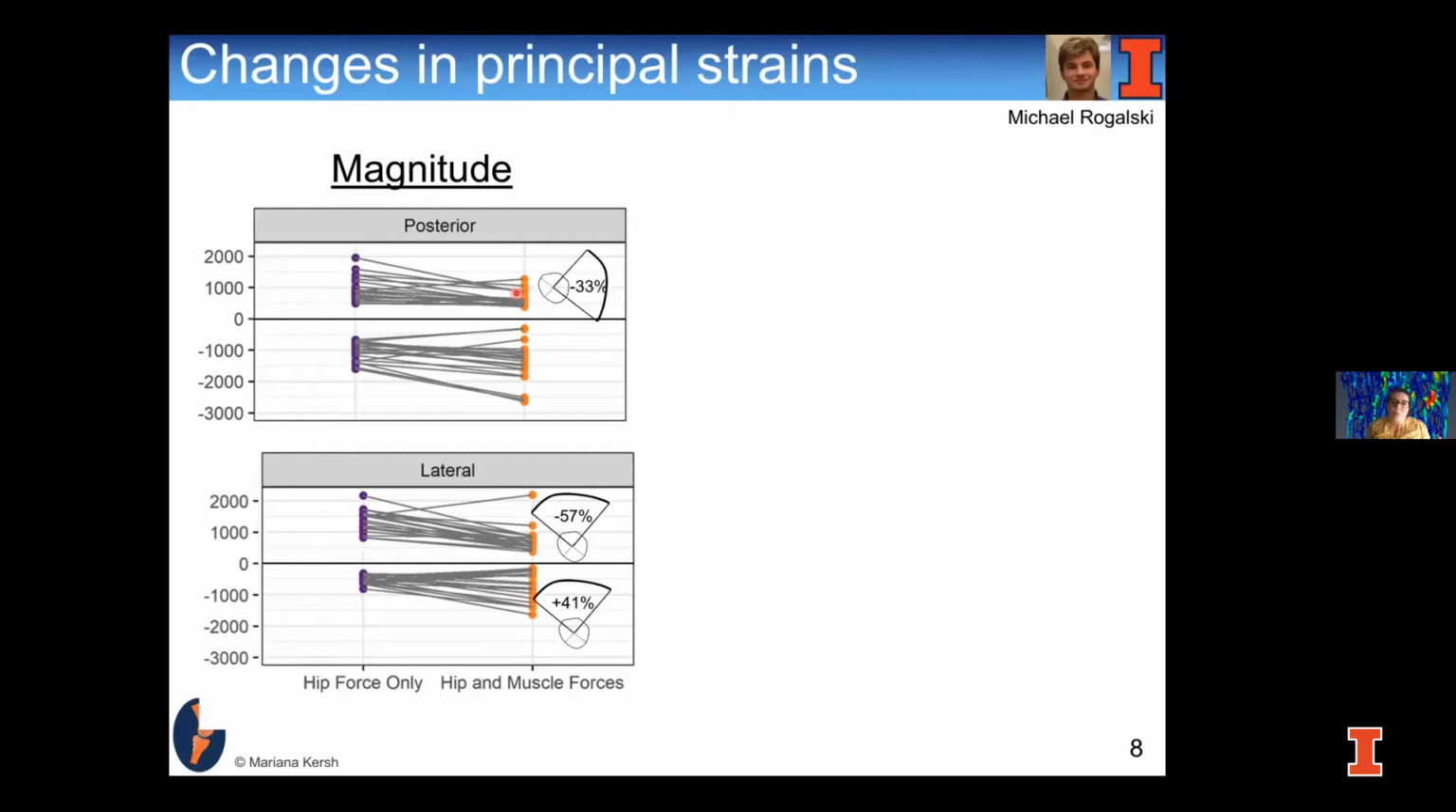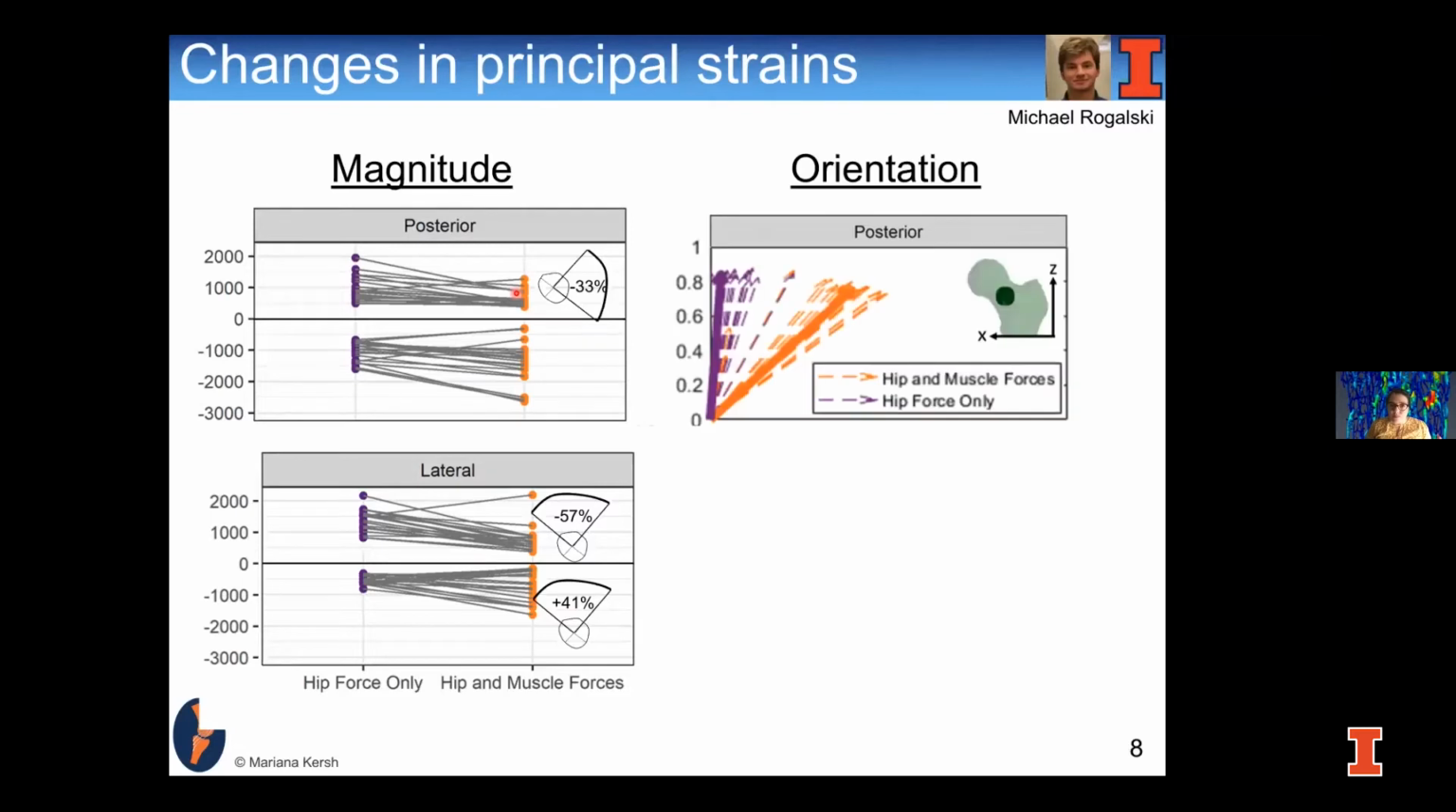Of course, what we were a little bit more interested in is the orientation and whether or not the orientation of the principal strains changed, because this would then, in theory, have an effect on what we might expect in terms of the trabecular orientation. And what we can see is that when we include the hip and muscle forces, we see a significant shift in the direction of the strain.